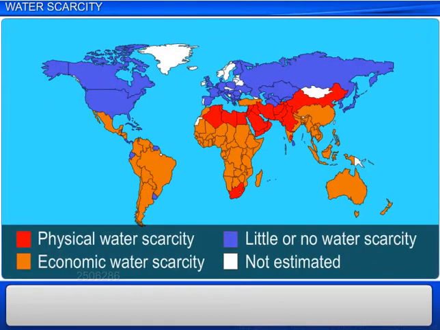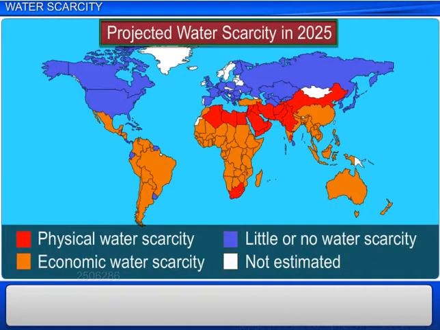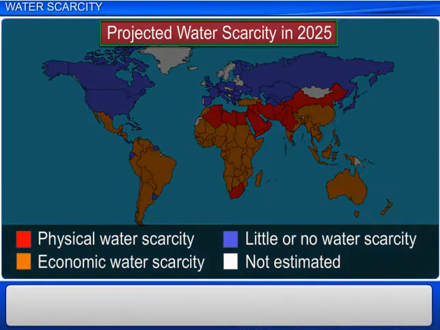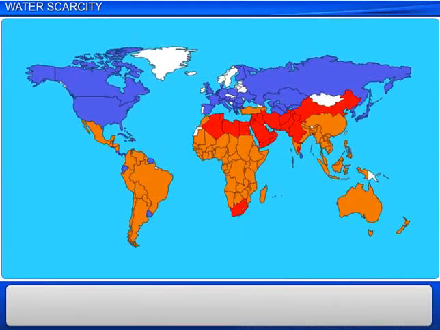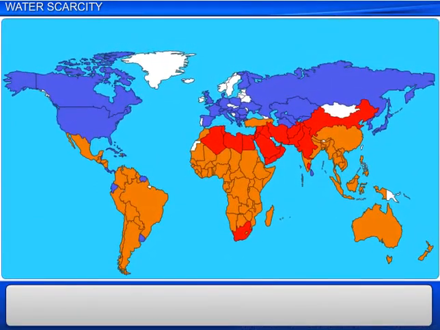Here is a map that shows projected water scarcity in the world by the year 2025. As you can see, water scarcity is set to become a serious problem in the whole of India. Not all regions that face water scarcity have poor water resources.